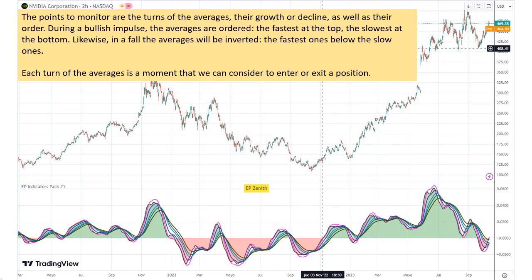The points to monitor are the turns of the averages, their growth or decline, as well as their order. During a bullish impulse, the averages are ordered, the fastest at the top, the slowest at the bottom. Likewise, in a fall the averages will be inverted, the fastest ones below the slow ones. Each turn of the averages is a moment that we can consider to enter or exit a position.